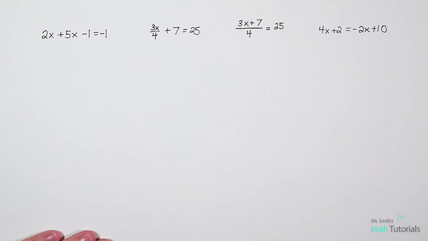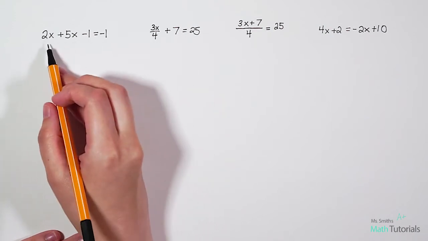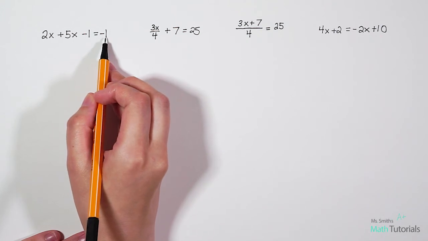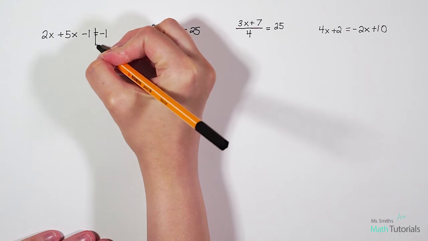Let's look at a few more examples. So for this one, notice that we've got 2x plus 5x minus 1 equals negative 1. Our first step is going to be to draw our wall.